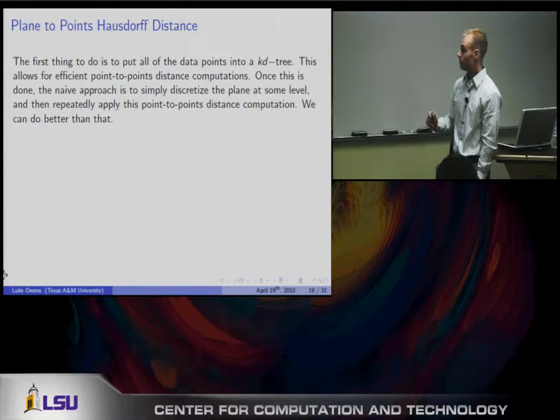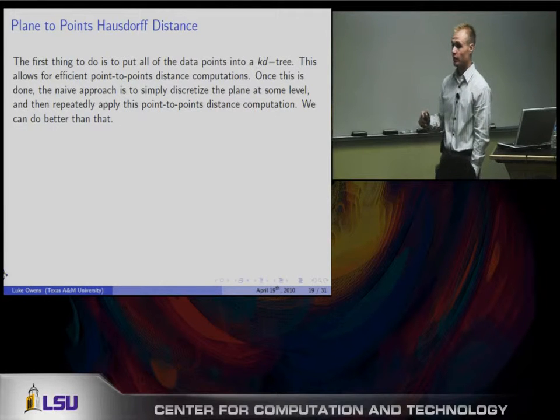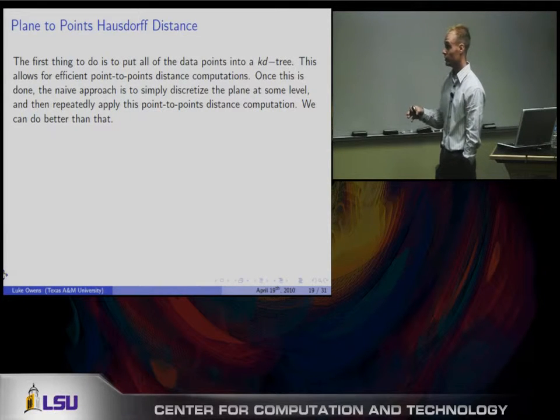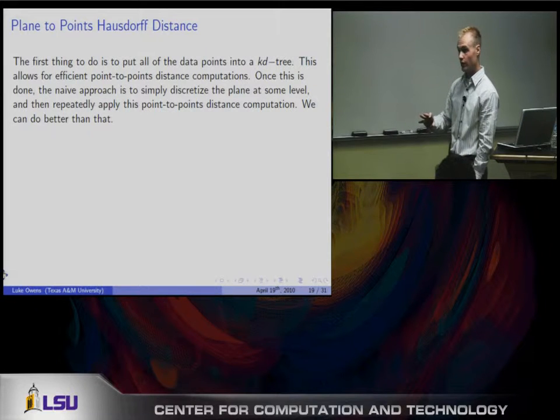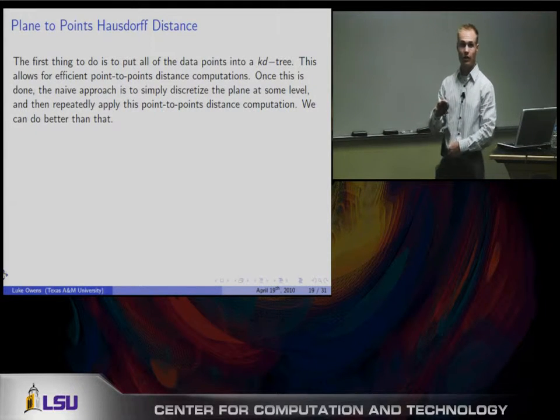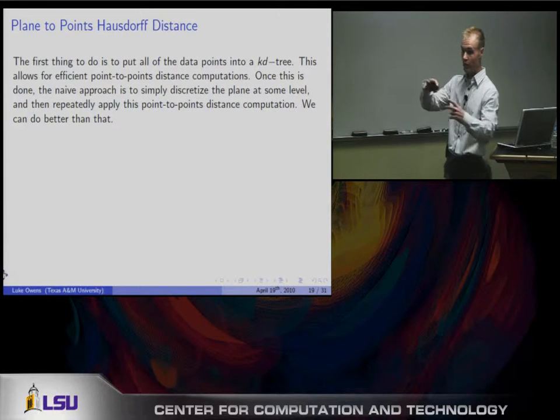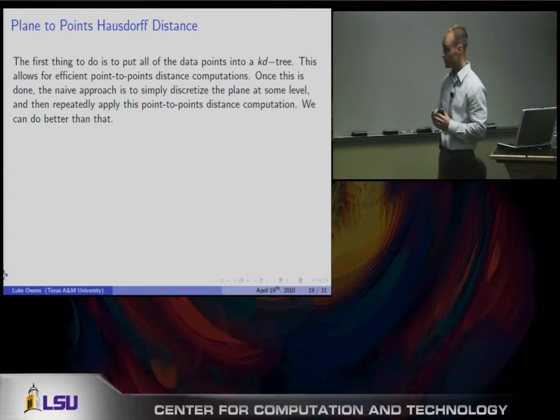How about our plane to points Hausdorff distance. I'm only going to analyze the plane to points. I'm not going to do the quadratic surface to points or cylinder to points. So first thing we do, put all these points into a KD tree. If you don't know what a KD tree is, it's sort of like an oct tree, but in an oct tree everything's dyadic cubes. In a KD tree, they can be different size rectangles.